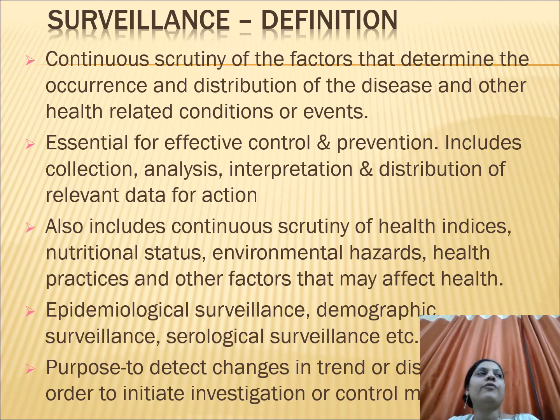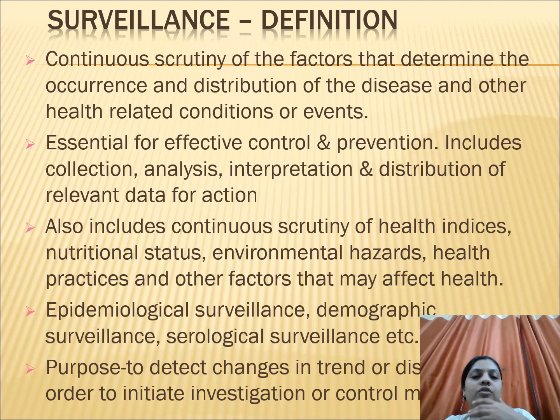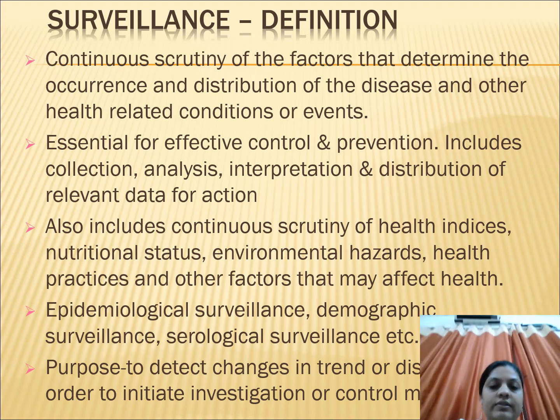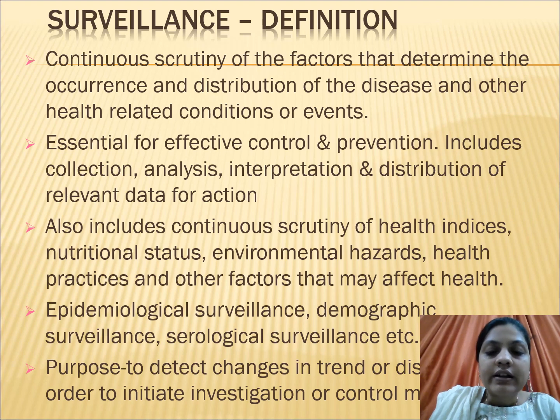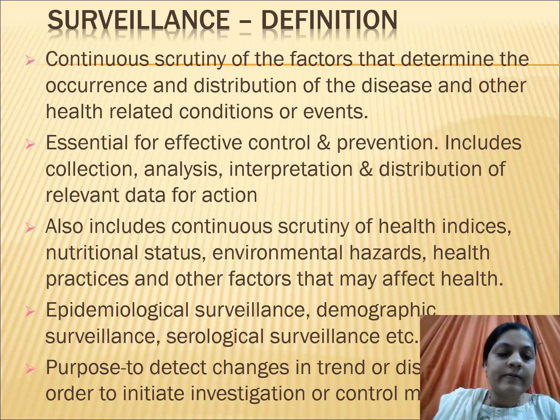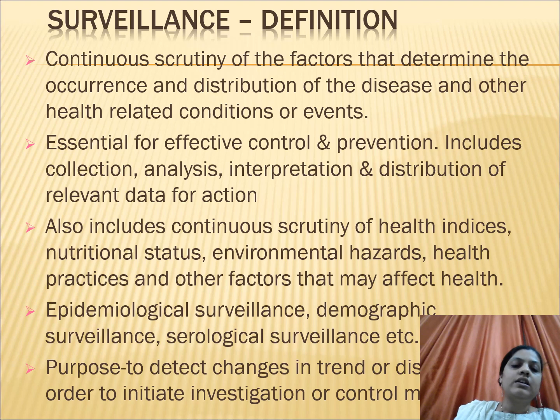It's a continuous scrutiny of factors. We have to look out for the various cases, and we have to look out for conditions which are favorable for the occurrence and distribution of disease. It also includes scrutiny of health indices, nutritional status, environmental hazards, health practices, and other factors that may affect the health. Epidemiological surveillance, demographic surveillance, serological surveillance are various examples of surveillance, and the purpose is to detect the changes in the trend of disease in order to initiate investigation or control measures.